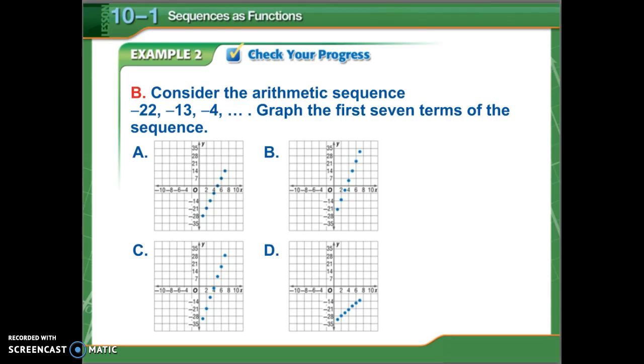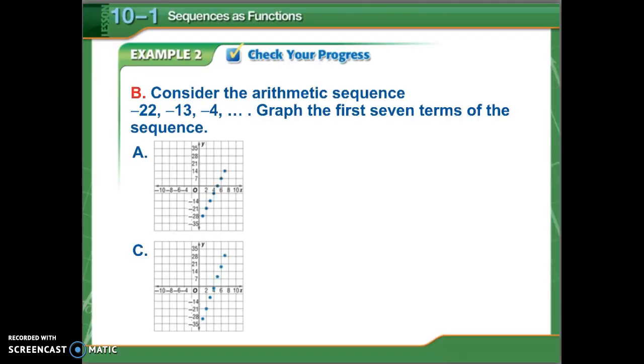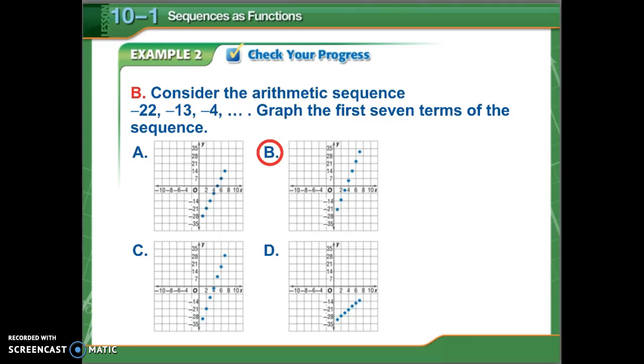Moving ahead, we see the answer is B. Again, they form a straight line. You'll notice that all 4 of these graphs form straight lines. It's just a matter of, did you graph the correct points?